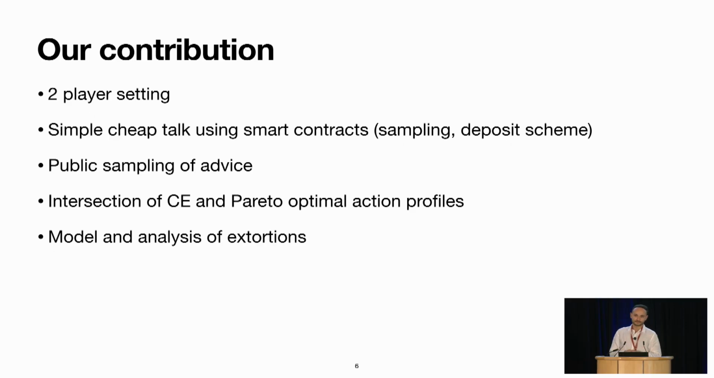Their contribution, well, they are in the 2-player setting, which is hard if you consider this in comparison to MPC, for example. It's a very simple protocol, as you will see. It uses smart contracts, sampling of these actions, and also a deposit scheme. So you have this public sampling of advice, as you'll see. Since the advice is public, they can only implement an intersection of the correlated equilibrium with the Pareto optimal.